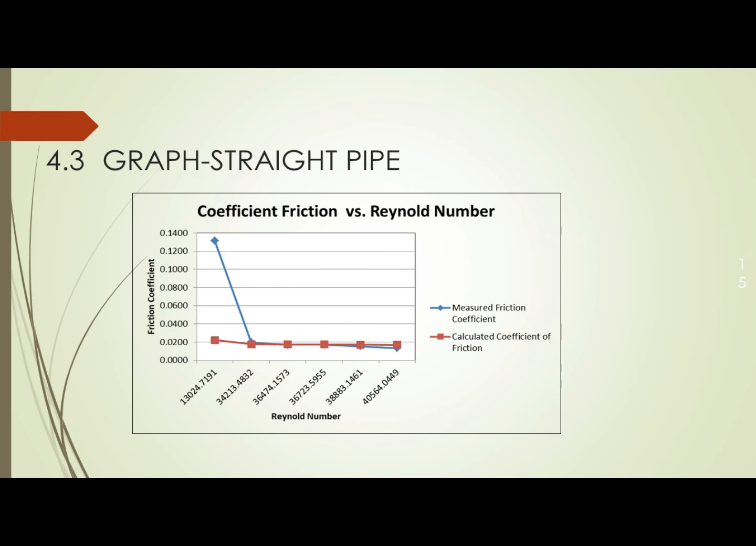Next, we go to the friction coefficient versus Reynolds number. For this graph, the blue line refers to the measured friction coefficient, and the red line refers to the calculated friction coefficient. The blue line decreases rapidly in the beginning and then steadily at the end as the Reynolds number increases. The calculated friction coefficient decreases steadily as the Reynolds number increases. Therefore, the friction coefficient depends on the surface roughness and also the internal diameter of the pipe. We can conclude that higher surface roughness and internal diameter of pipe lead to a higher friction coefficient.